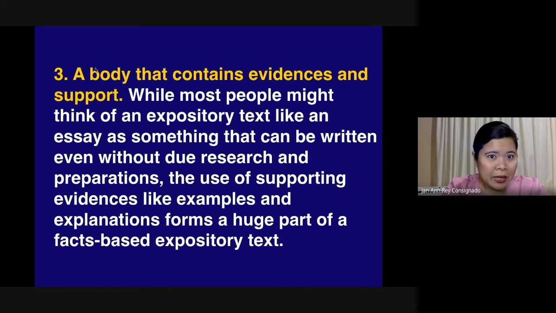Number three, a body that contains evidences and support. While most people might think of an expository text like an essay as something that can be written even without due research and preparations, the use of supporting evidences like examples and explanations forms a huge part of a facts based expository text. Don't forget that. A body that contains evidences and support.